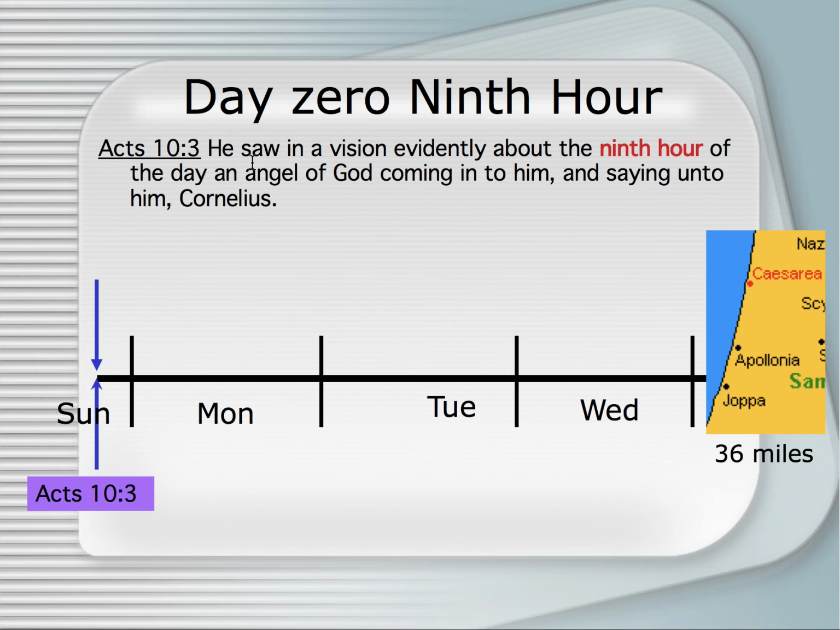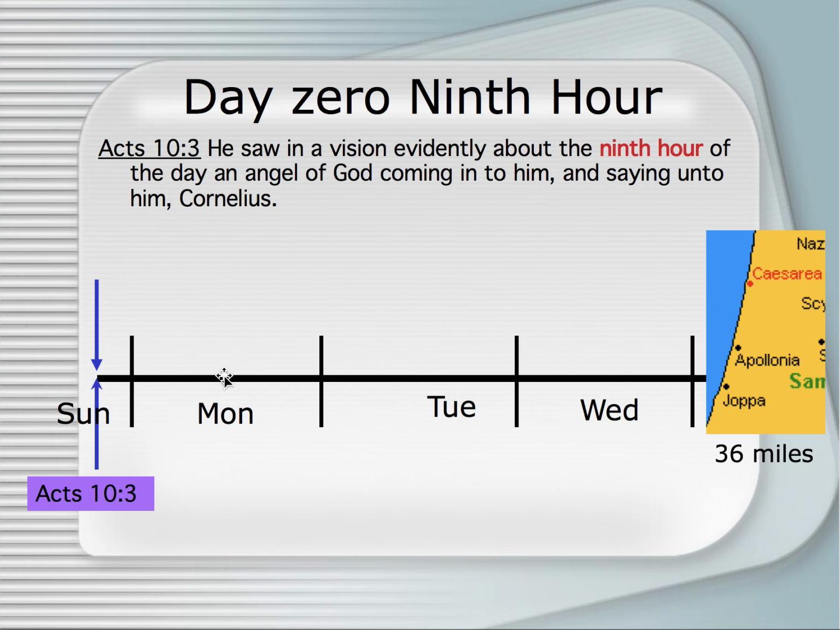So, Acts chapter 10, verse 3, Cornelius saw in a vision about the 9th hour of the day an angel of God coming in to him and saying unto him, Cornelius. So, although the Bible doesn't say which day of the week these events occur, just to keep things simple, I'm starting with the first day of the week, Sunday. And so the 9th hour, which is 3 p.m., Cornelius receives a vision. So that's establishing when we start.